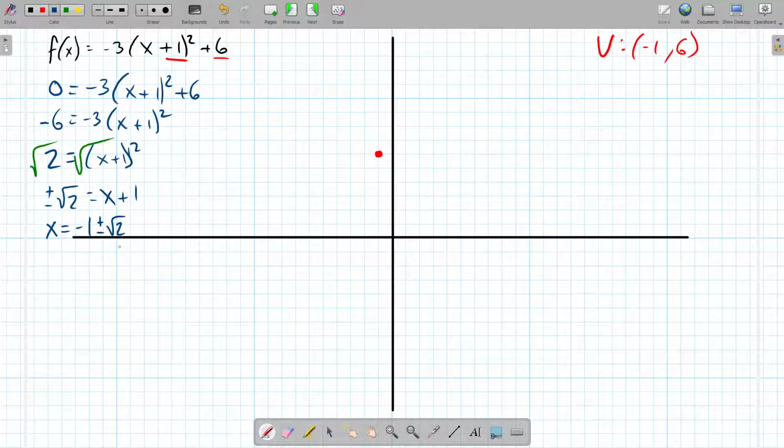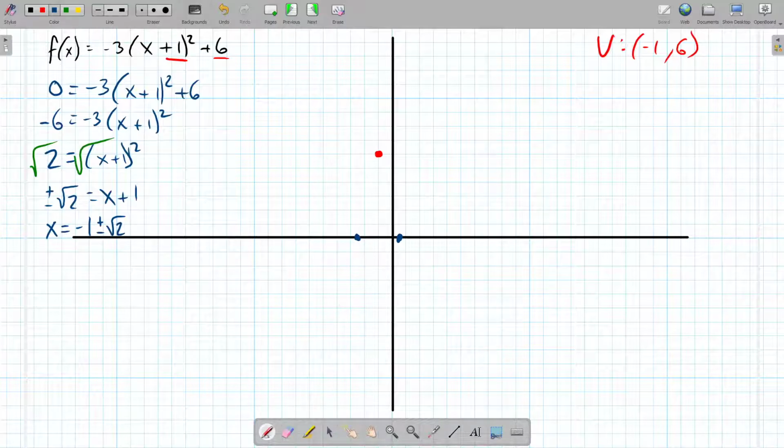Now we can estimate the square root of 2 to be somewhere between 1 and 2. So if I take -1 and I add something that's between 1 and 2, I'm going to end up with something between 0 and 1. So I'm just going to estimate and put a point there. And if I take -1 and I subtract something that's between 1 and 2, I'm going to end up with something a little bit bigger than -2. So right there between -2 and -3.